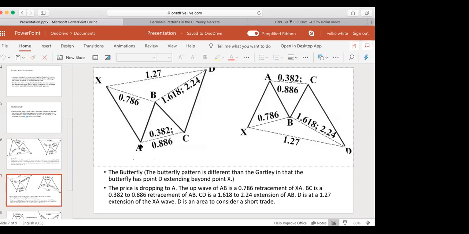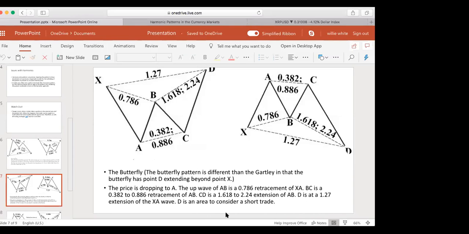Let's see. BC is a 0.382 to 0.886 retracement of AB. So AB retraces going down to BC. When I say 0.382 to 0.886, you'll find that often, when you start drawing these up, this is the width. If your width between A and C is roughly around 0.382 to 0.886, then you know you have a good butterfly showing up, and it's good.